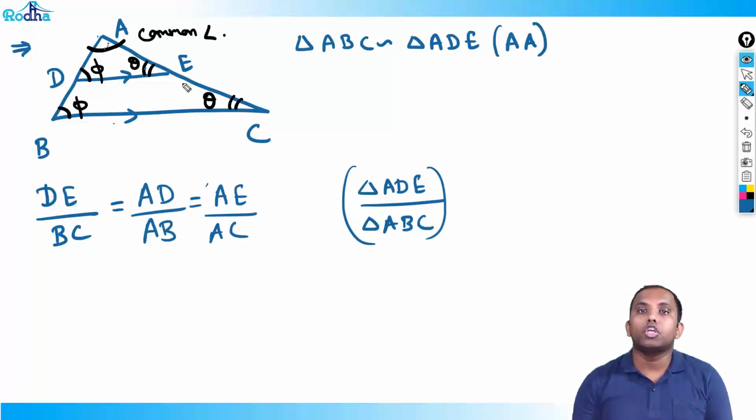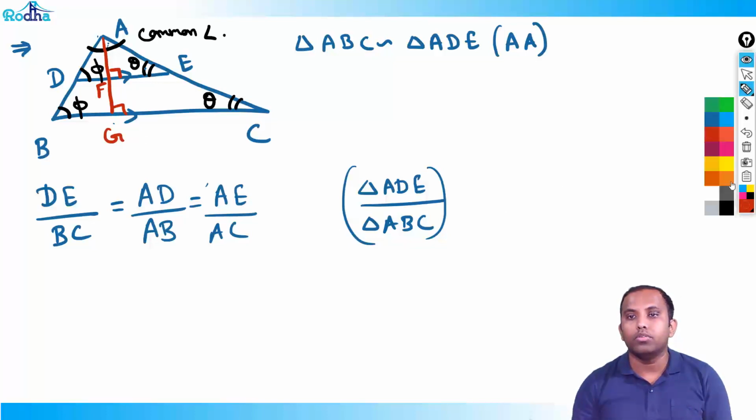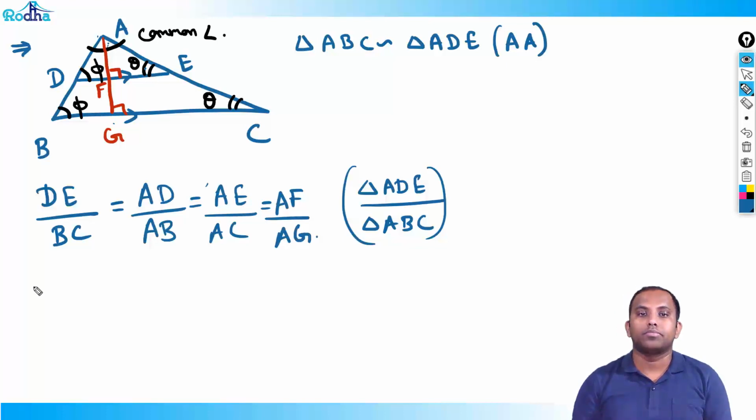Not only this, right? You remember the ratio of corresponding sides is equal to the ratio of heights also, right? So if I can draw a height here, you can draw a height here. So let the height of this triangle be AF and the height of this triangle be AG, right? So this will also be equal to AF upon AG. So this is how you write for similarity of triangles, right?